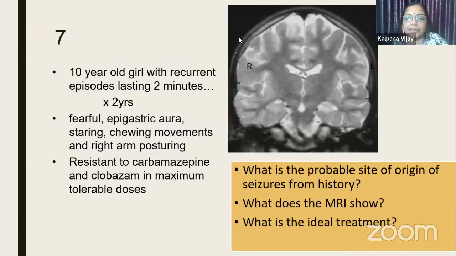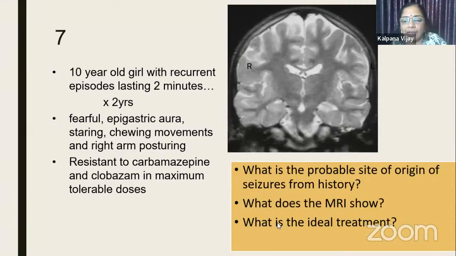And what does the MRI show? So left temporal, if you are more localizing, it is a medial part of the left temporal. So this is the temporal lobe. This is the medial part of the temporal lobe. Here we get the hippocampus. So you are getting hippocampal sclerosis. This part is smaller as well as it is hyperintense in T2 weighted image. So this is a hippocampal sclerosis.